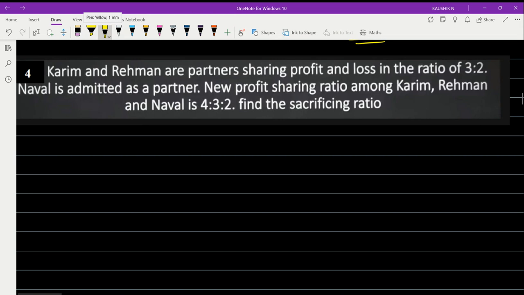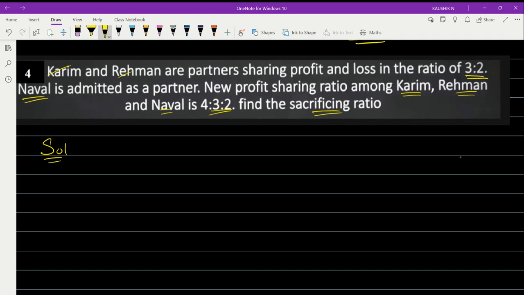Yes. So the next problem is: the partners Karim and Rahman are partners who are sharing the profits and losses in the ratio 3 is to 2. Naval is being admitted as a partner. So the new partner name is Naval. The new profit sharing ratio among Karim, Rahman and Naval is given as 4 is to 3 is to 2. Find out the sacrificing ratio. So here the thing is very clear and very simple. Okay. So let's go for the solution. Tell me whether it's a simple case or it's a special case.